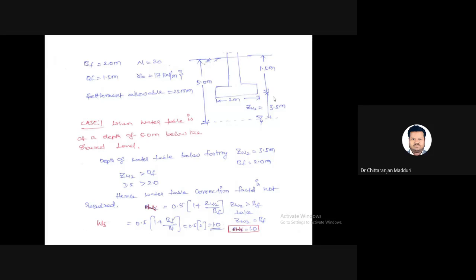So here compare the width of the foundation and depth of water table below the foundation. Width of the foundation equal to 2 meters, depth of water table below the footing equal to 3.5 meters. So depth of water table is greater than width of the foundation, so no water table correction is required. It belongs to case 1, hence water table correction factor is not required. Otherwise you can also find the water table correction factor by using the equation. Here ZW2 is restricted up to the width of the foundation. So 0.5 into (1 plus ZW2 by B) is equal to 0.5 into 2, that is equal to 1.0. That means no water table correction. W gamma becomes 1.0.